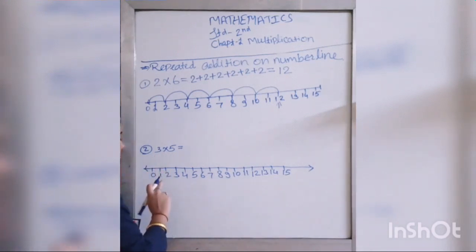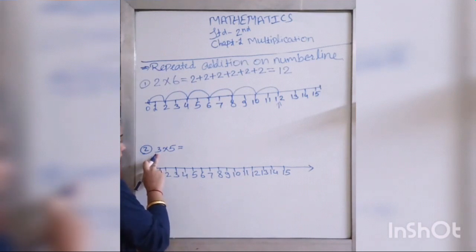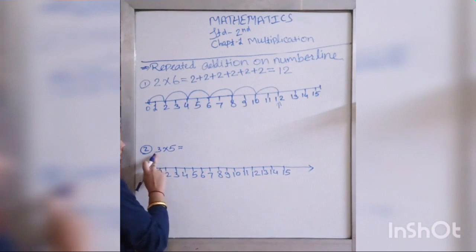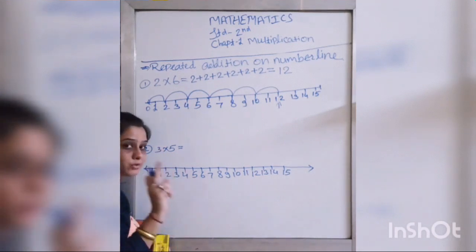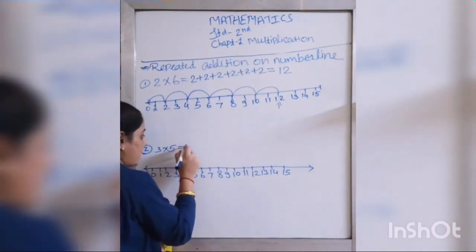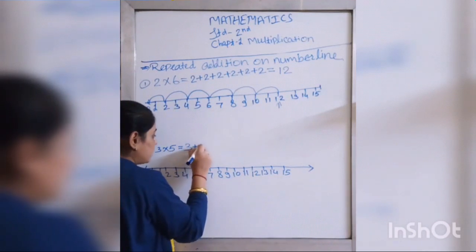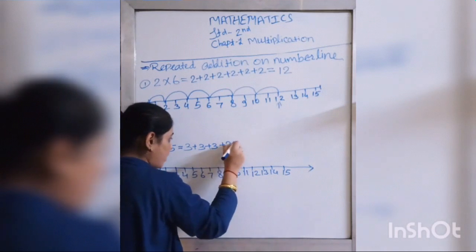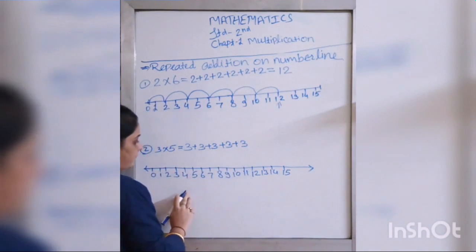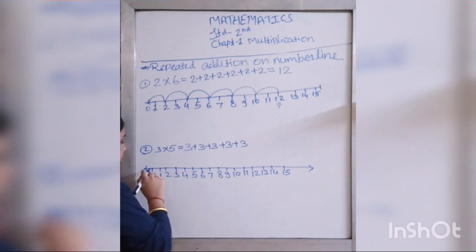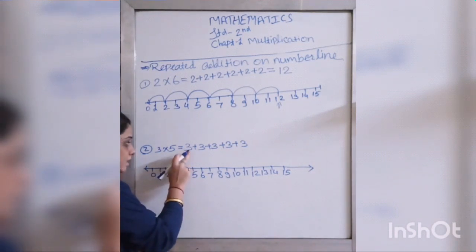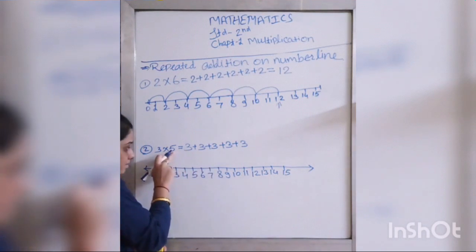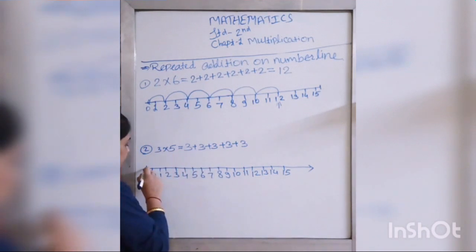Now see the second one. What is the number here? 3, which has to be multiplied with 5. That means this 3, how many times will you add? 5 times. 1, 2, 3, 4 and 5. Add on the number line. Start jumping. How many numbers? 3 numbers towards the right side. How many times? 5 times.